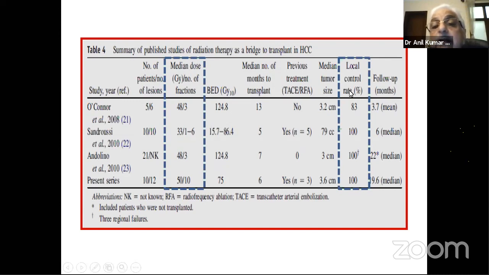So this is the real pathological response you can see. It's not only radiological, that in the transplanted liver, they saw a local control of 100%, 80%, 100%. So this gives us a lot of assurance that SBRT really works well with high response rates.